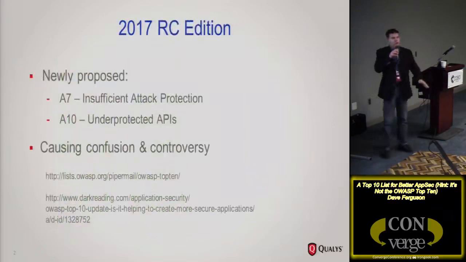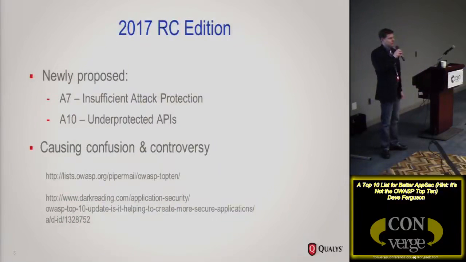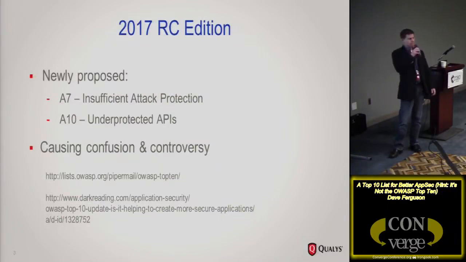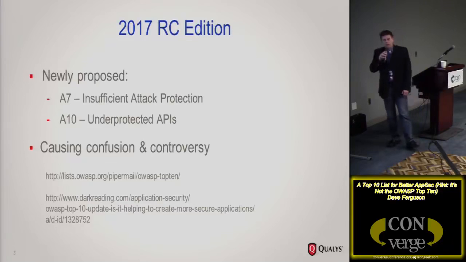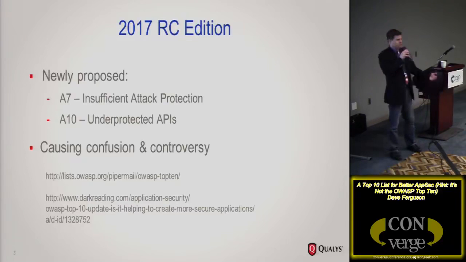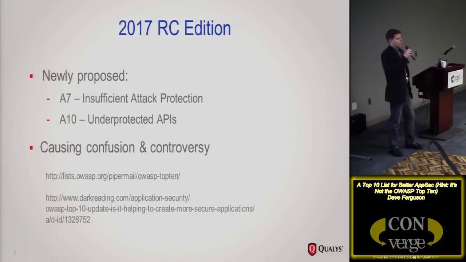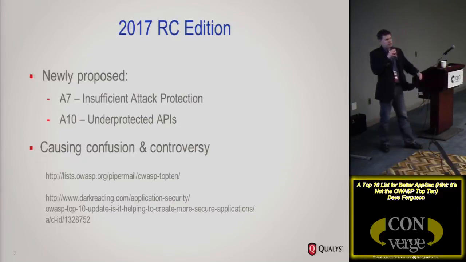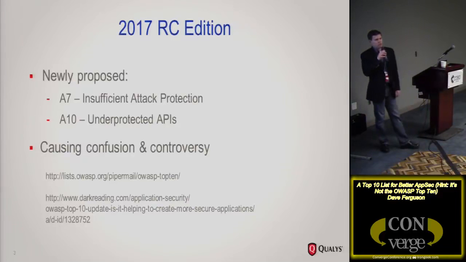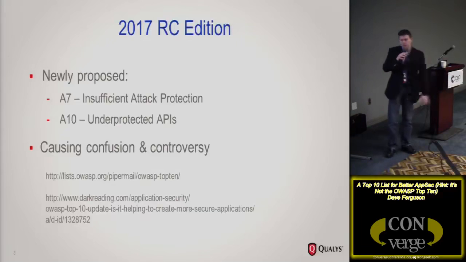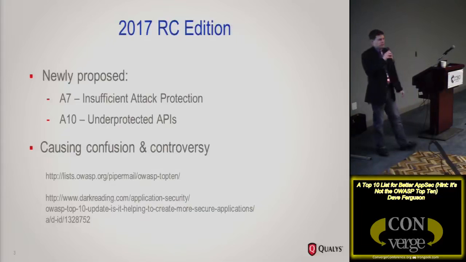So I want to talk about the release candidate that came out just a few weeks ago for the 2017 edition of the OWASP Top 10. And it's causing a lot of controversy and confusion, to be honest. So some of this changes real quick, not a lot of changes, but some of the key differences here are that unvalidated redirects and forwards, which is A10, has been dropped. By the way, this is all tentative, it's not finalized by any means, but this is what the release candidate has. So the unvalidated redirects and forwards has been dropped.